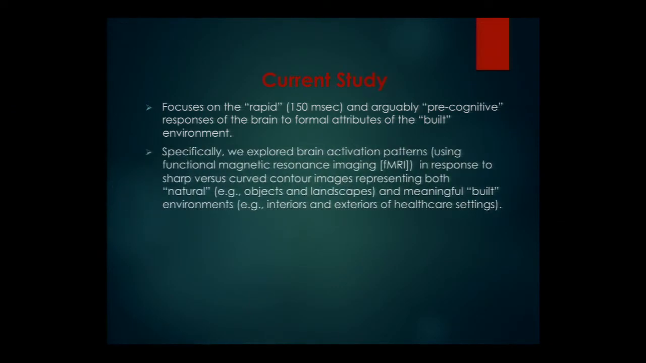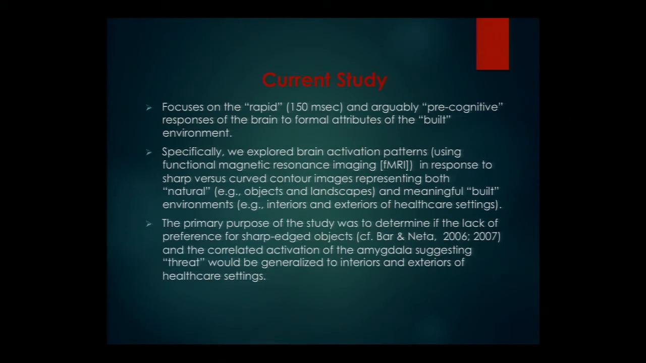So specifically what we did is we explored brain activation patterns using fMRI to sharp versus curved contours, but they were representing both natural entities like objects and landscapes, but also meaningful built environments like the interiors and exteriors of healthcare settings. So we're focusing down on healthcare settings to examine if angular or curved entities really do exhibit a similar kind of bias as Barr and Nanda found in the context of simple objects.